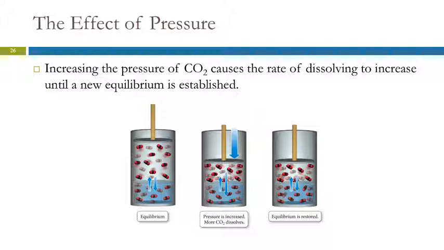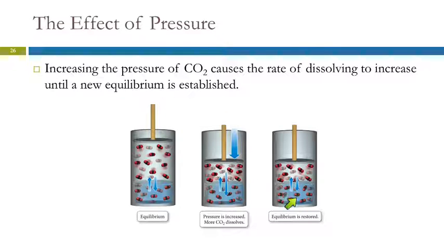If we increase the pressure of CO2, that causes the rate of dissolving to increase. So we have an equilibrium between carbon dioxide in the gas state and carbon dioxide in the soda, with carbon dioxide leaving and carbon dioxide going back in. If we create more pressure by making the volume smaller, now the concentration of carbon dioxide is greater, and so the rate of dissolving increases. And that will continue until they become equal again.